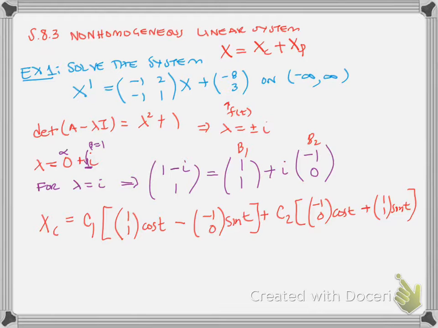Okay, so I want to bring this together. What we have is c1 times the vector cosine t plus sine t, cosine t, plus c2 times the vector sine t minus cosine t, sine t.